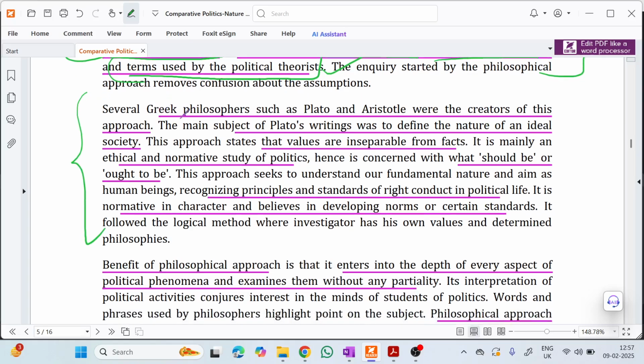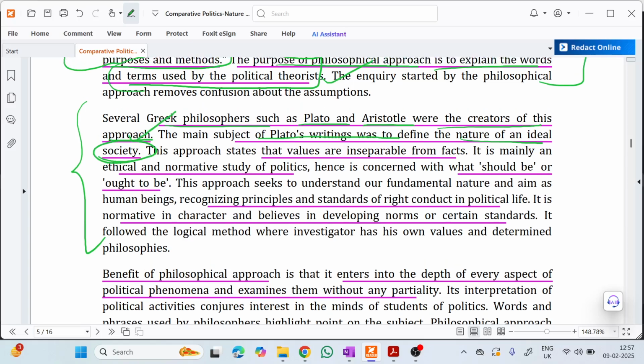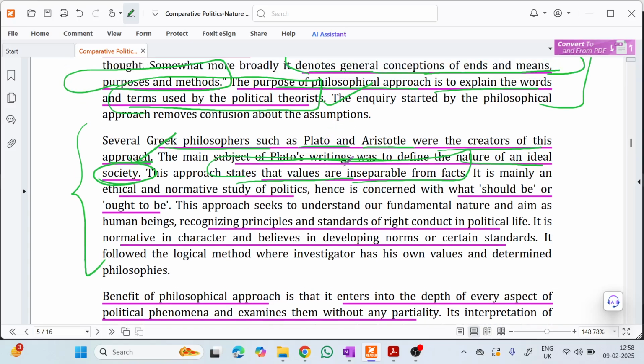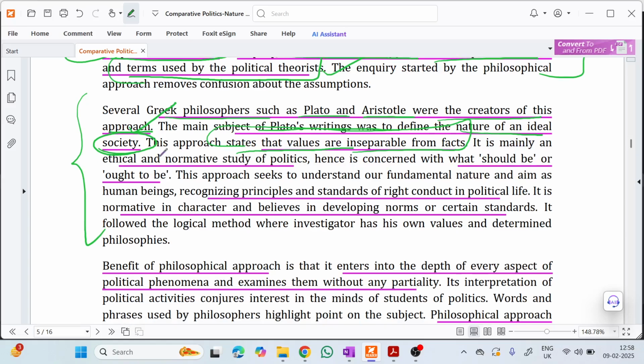Then the next paragraph: several Greek philosophers such as Plato and Aristotle were the creators of this traditional philosophical approach. And the main subject of Plato's writing was to define the nature of an ideal society. So again, a normative approach, a utopian vision, and an idealization. This approach states that values are inseparable from facts. That's why the traditional approach does not see any difference between values and facts. And it is also an ethical and normative study of politics.